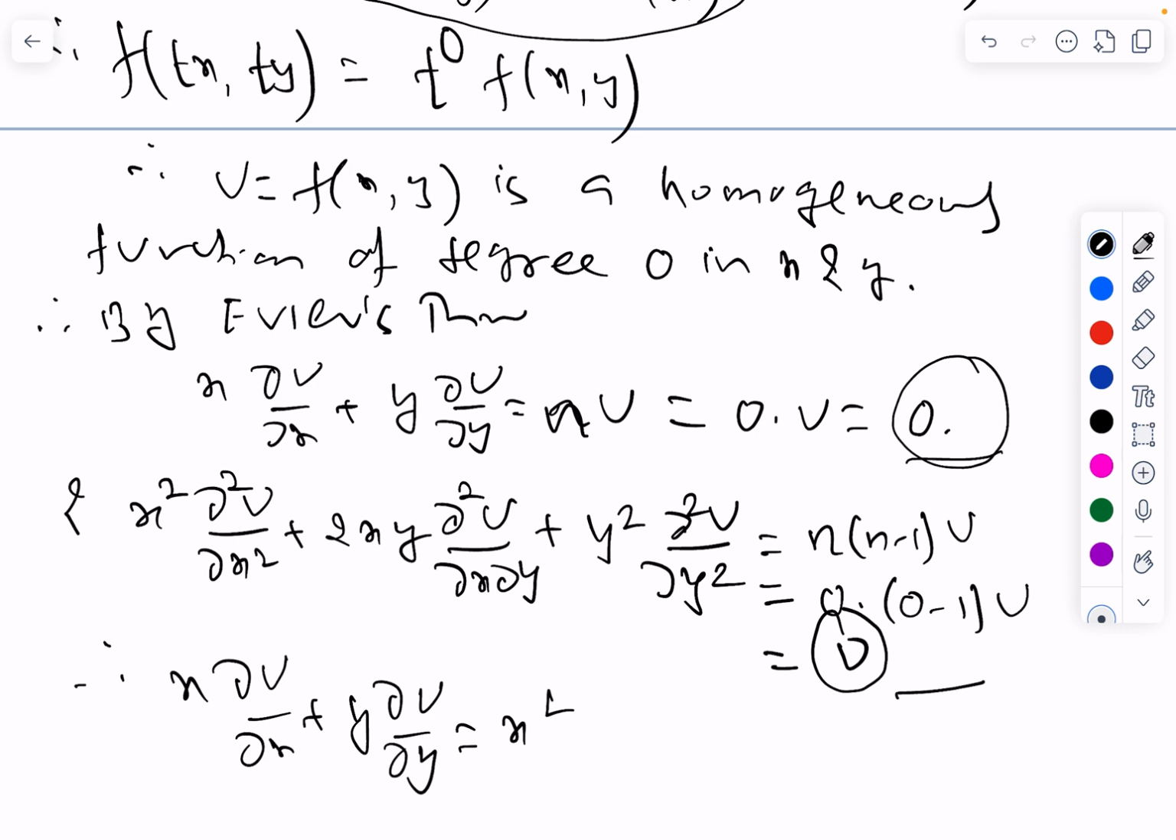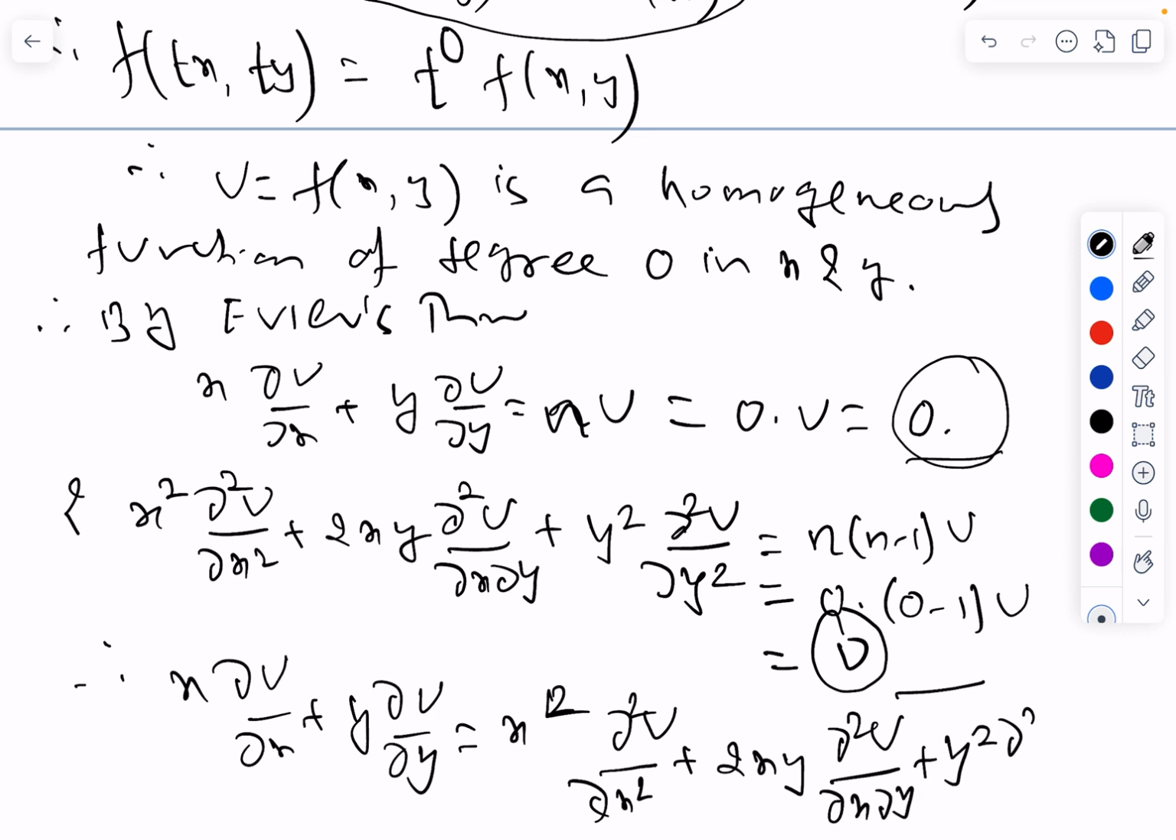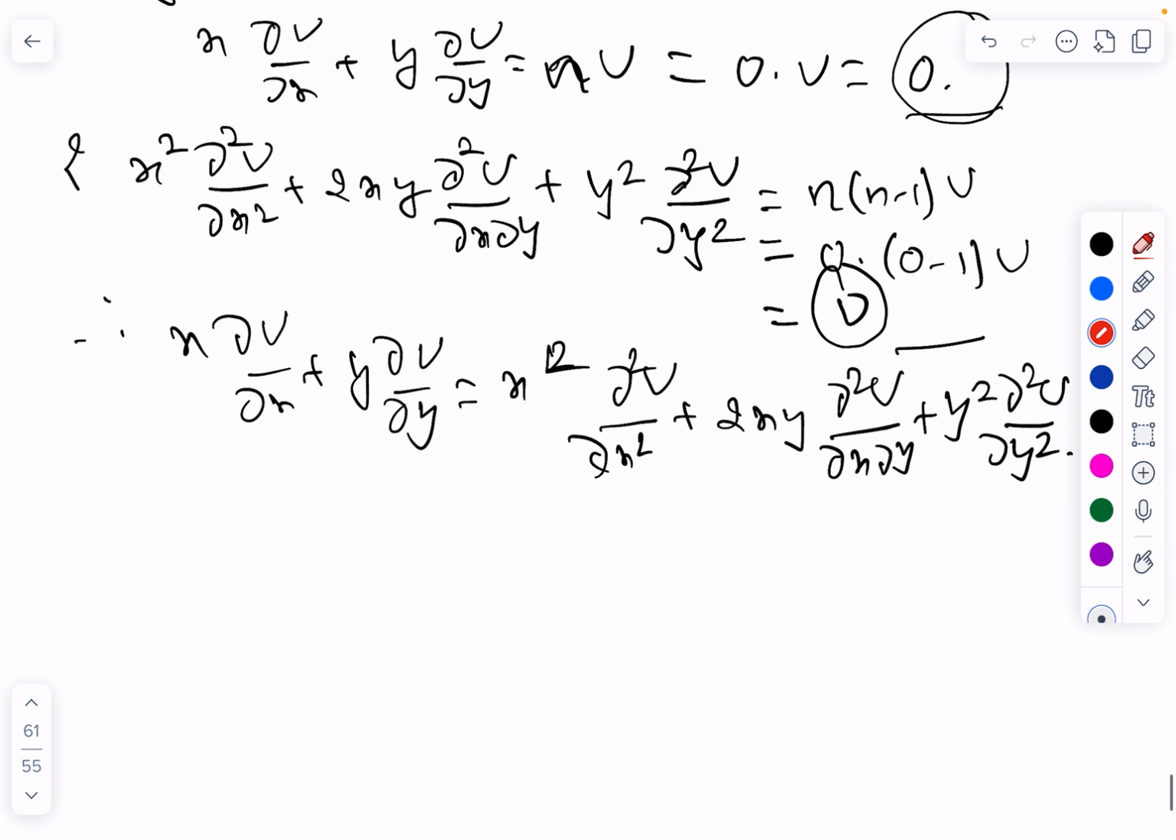So therefore x del u by del x plus y del u by del y equal to 0, and 0 equal to this: x square del square u by del x square plus 2xy del square u by del x del y plus y square del square u by del y square. We can take one more example. This theorem is true for 3 variables also.